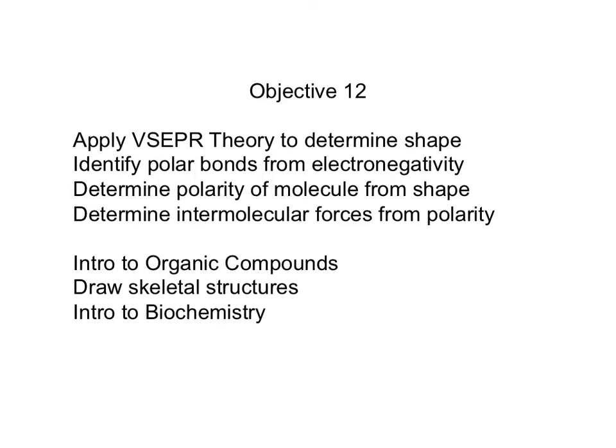We know how to represent the structure of a molecule using a Lewis structure. Now we can use valence shell electron pair repulsion theory to determine the shape. From the shape, we can determine the polarity of a molecule, and from polarity, we can determine the intermolecular forces. Intermolecular forces help explain properties such as solubility and boiling point.